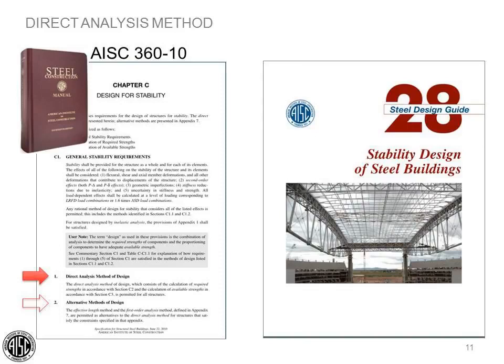AISC Specification Chapter C outlines the direct analysis method approach and requirements. The commentary has a lot of additional information, so if you haven't thoroughly read the commentary yet, I recommend you do so. Also, AISC Design Guide 28, Stability Design of Steel Buildings, authored by Larry Griffith and Don White, is a good resource and covers stability design, second order effects, the direct analysis method, the effective length method, and the first order analysis method, and has some good examples for each.